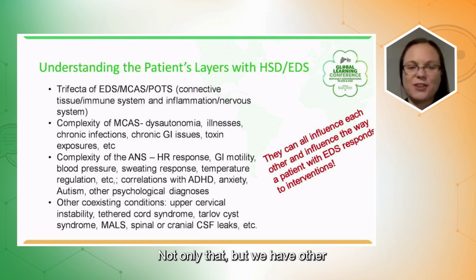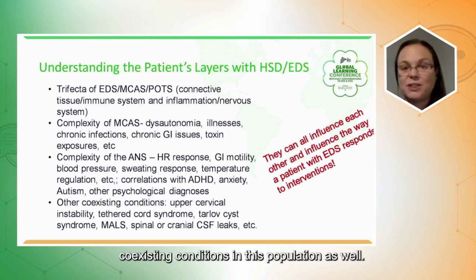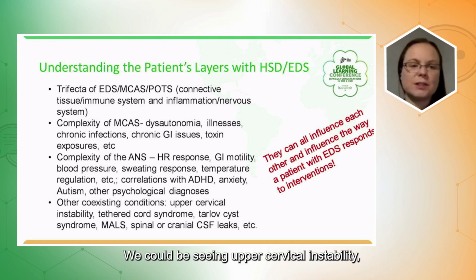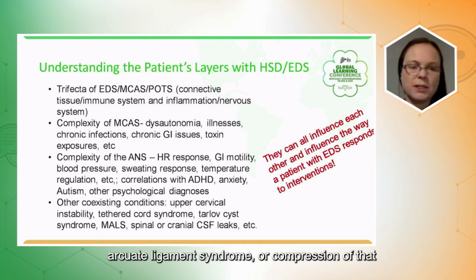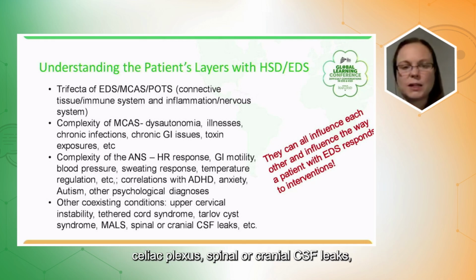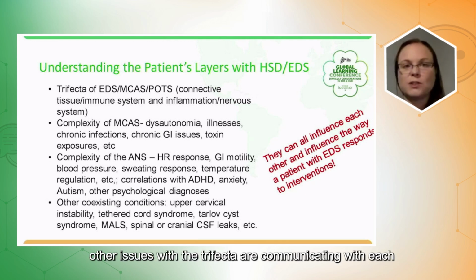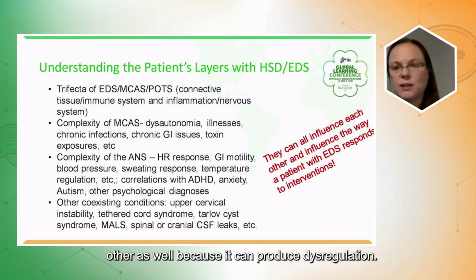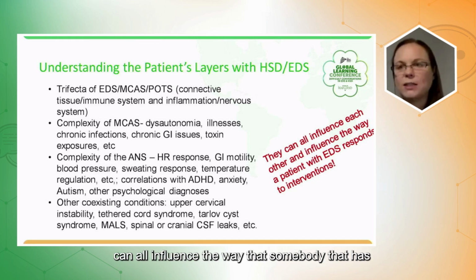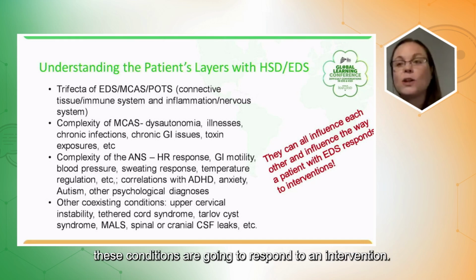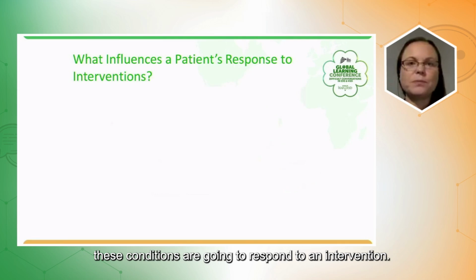Not only that, but we have other coexisting conditions in this population as well. We could be seeing upper cervical instability, tethered cord syndrome, Tarlov cyst syndrome, median arcuate ligament syndrome, or compression of the celiac plexus, spinal or cranial CSF leaks, and all of that can feed into how those other issues with the trifecta are communicating with each other as well, because it can produce dysregulation. So they can all influence each other, and they can all influence the way that somebody that has these conditions is going to respond to an intervention.